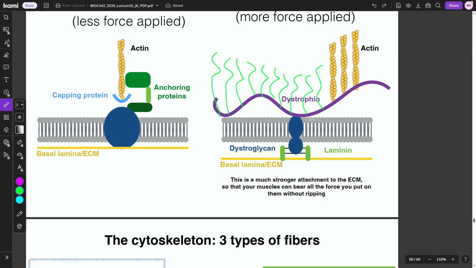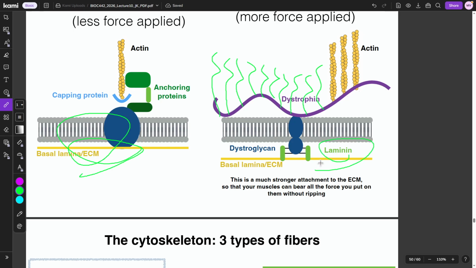And so why this is important is it's what allows your muscles to generate so much force. I'm trying to see if there's anything else I want to mention here. This is a much stronger attachment to the ECM. All they're trying to say here is that this laminin attachment is a stronger attachment than this, and it allows it to bear all the forces without ripping.